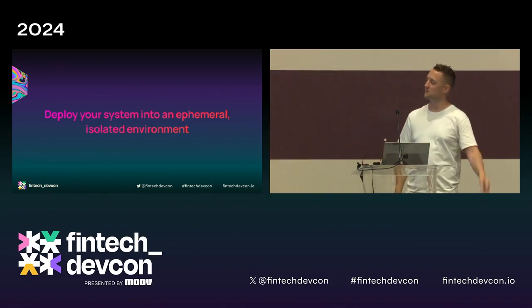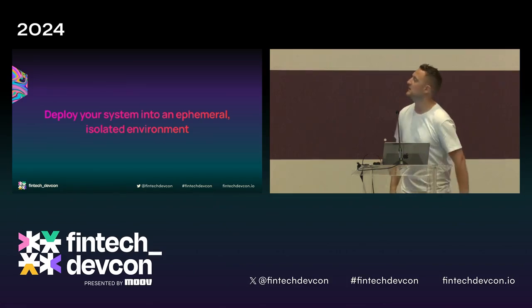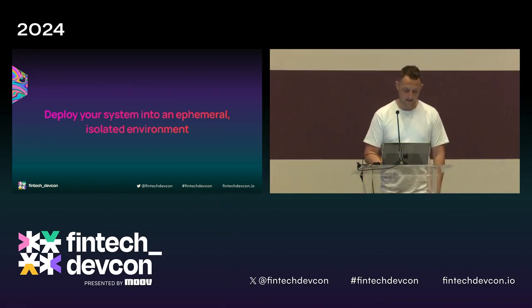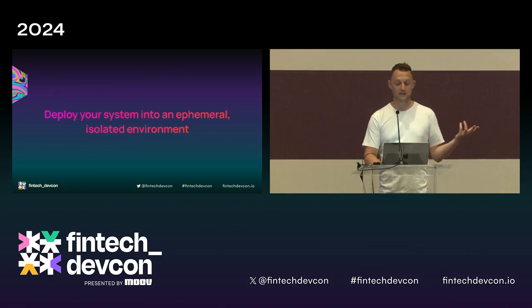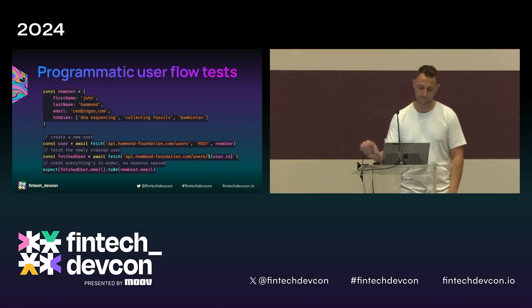Deploy your whole system into a temporary environment, only accessible internally, very important. Run the tests and flows, delete the data, destroy the environment. No one will ever need it. And a lot of companies and teams deploy feature branches in this fashion.